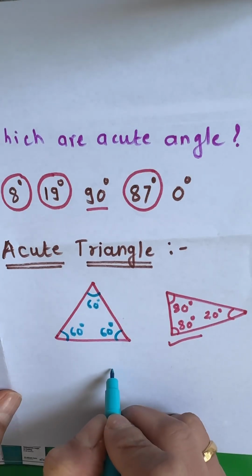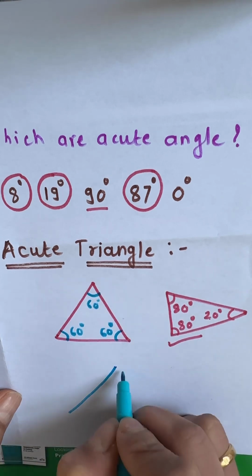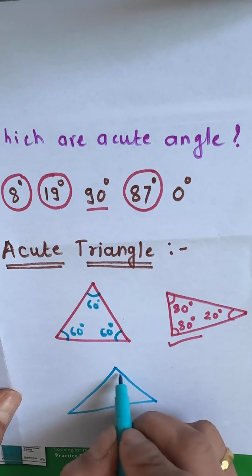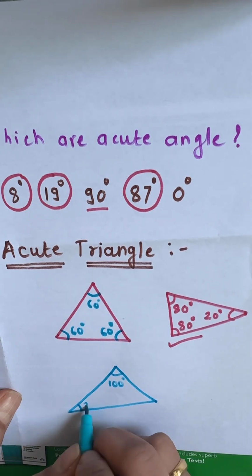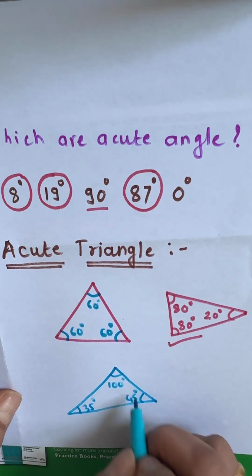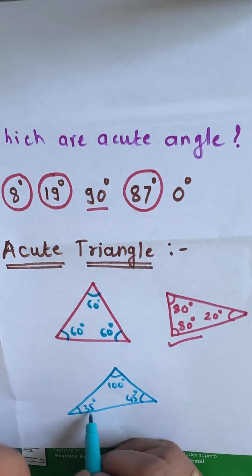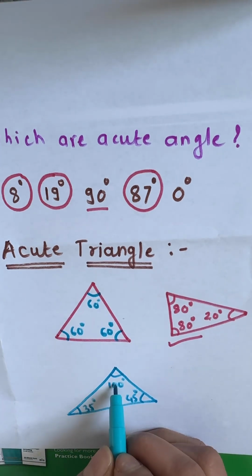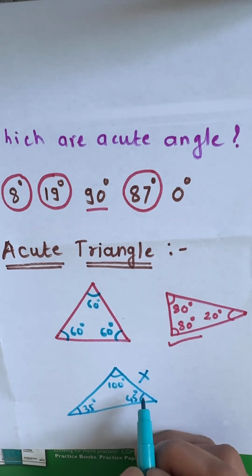In the next example, here one angle is 100 degree, this angle is 35 degree, and this angle is 45 degree. So in this, two angles are less than 90 degree, but this one is greater than 90 degree, so it is not acute triangle.